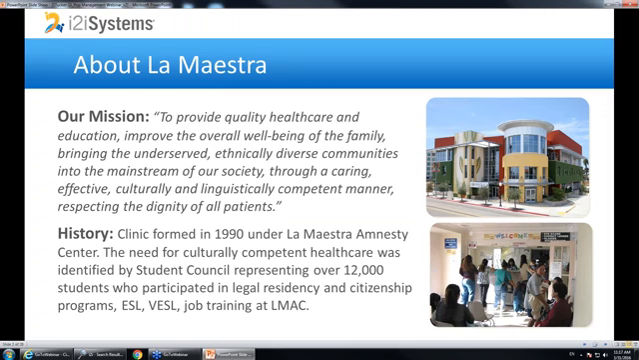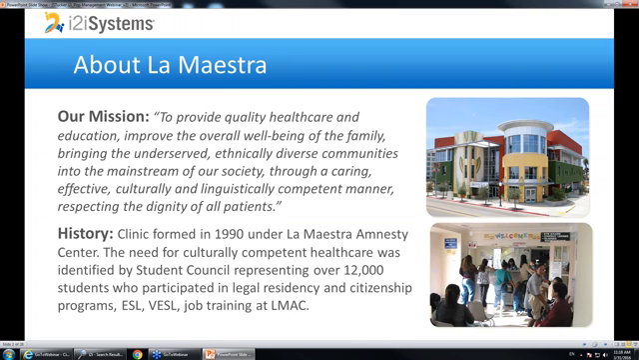In 1986, La Maestra Amnesty Center opened as a nonprofit citizen center and education facility for immigrants and refugees here in San Diego. They were offering services to help them gain citizenship. Based on a focus group with its clients, La Maestra Amnesty Center started realizing that they needed to open a clinic. And in 1990, La Maestra Amnesty Center opened what is called today La Maestra Family Clinic to meet the medical needs of those immigrants, refugees, and low-income residents.